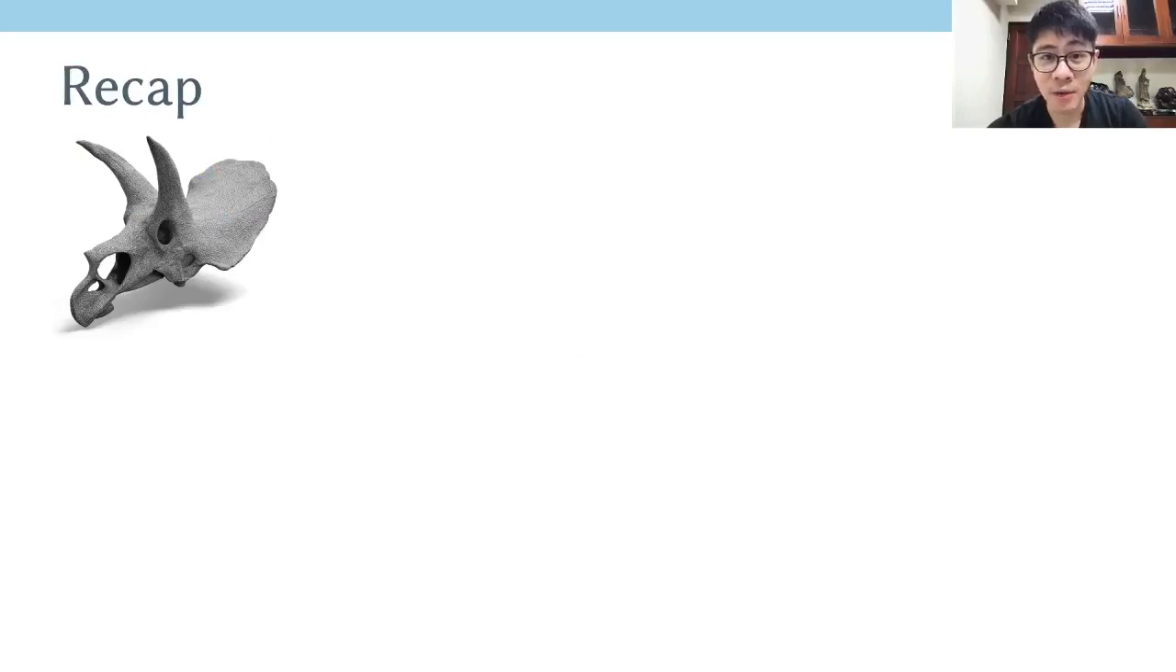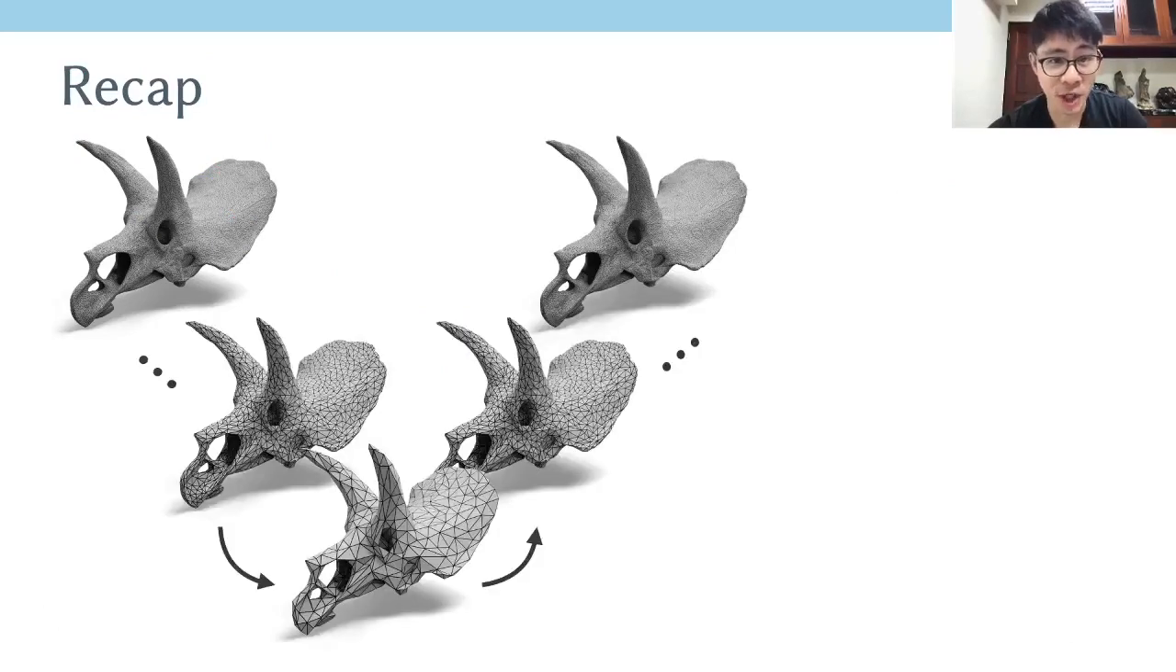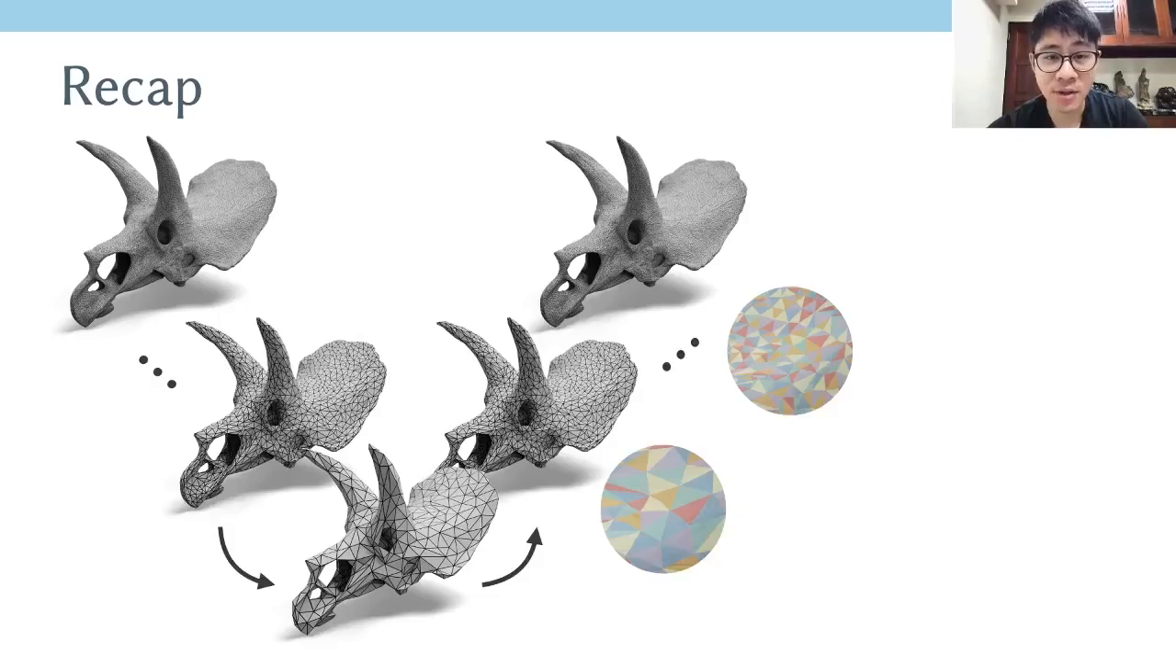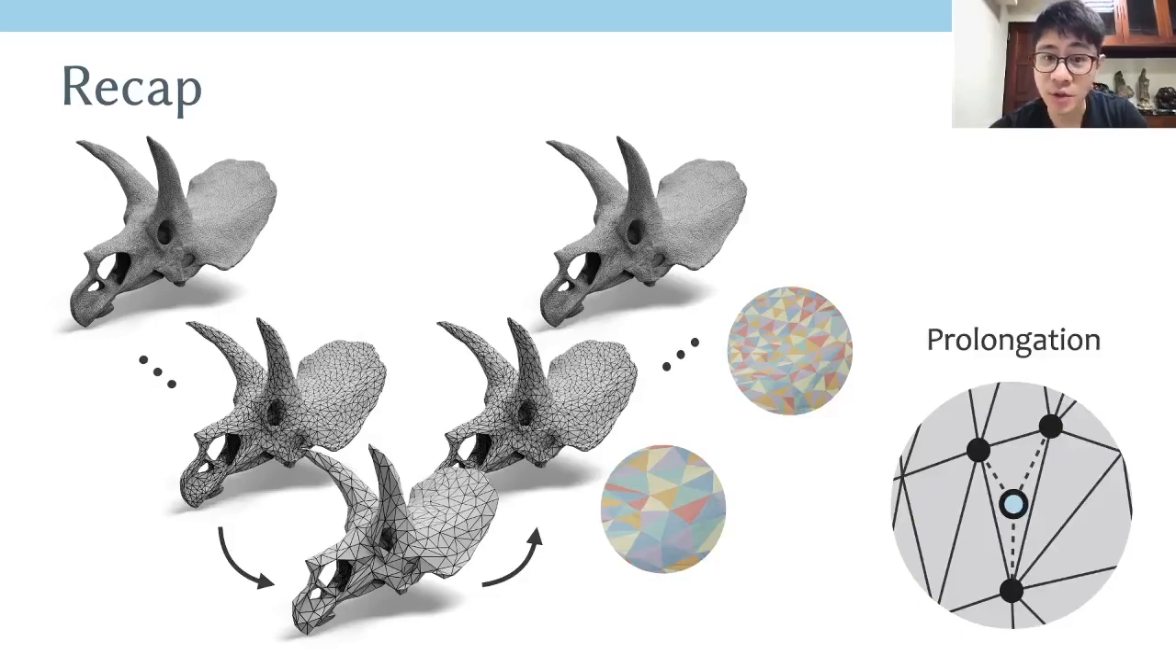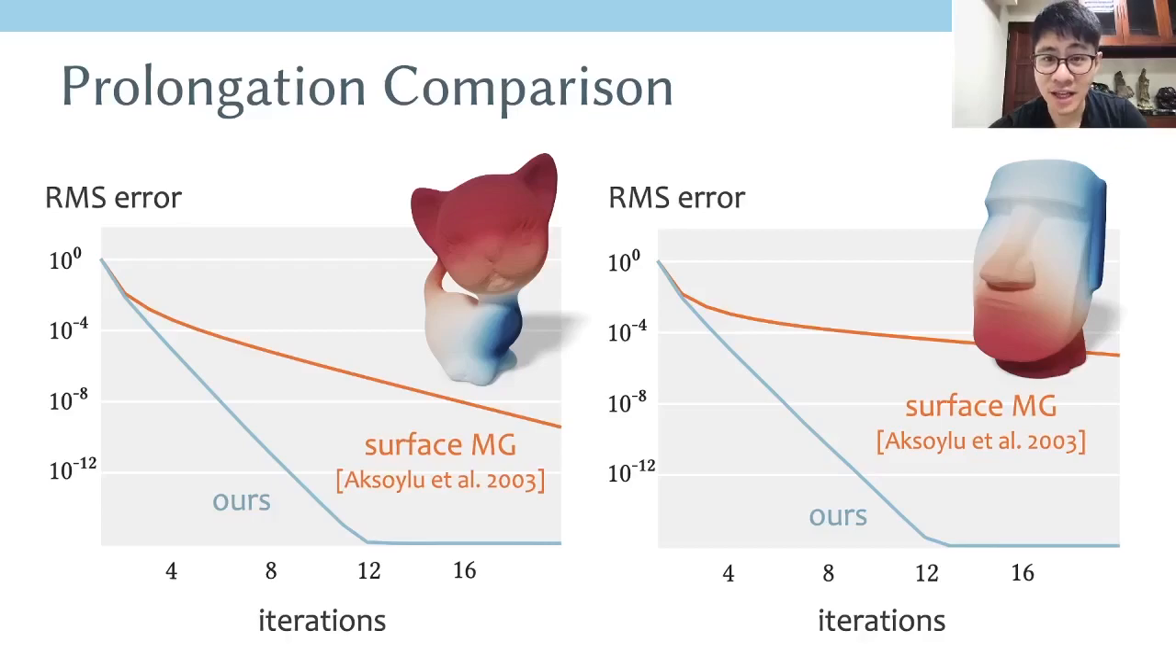Just a brief recap, we compute the multigrid hierarchy using standard decimation. And during the decimation, we compute the parameterization on the fly. And this allows us to define the prolongation using simply the barycentric coordinates. And here we show that the multigrid solver defined using our prolongation converges faster than the only surface multigrid method that is available.